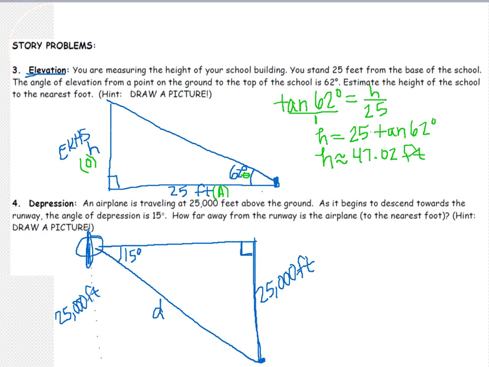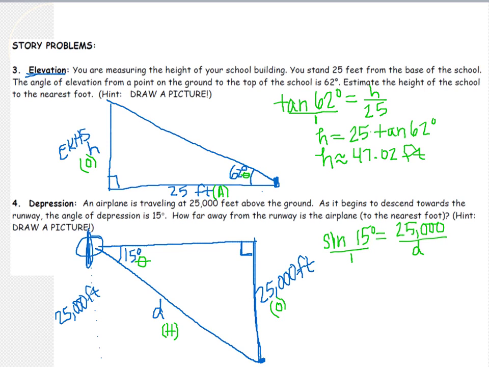So let's label our theta, opposite and adjacent. So 15 degrees is my theta. My distance, well, that's my hypotenuse because it's across from the right angle. And the 25,000 feet, that's your opposite. So we have to ask, what uses opposite and hypotenuse? Well, that's sine. So sine of 15 degrees equals opposite, so 25,000, over hypotenuse, and that's my distance.